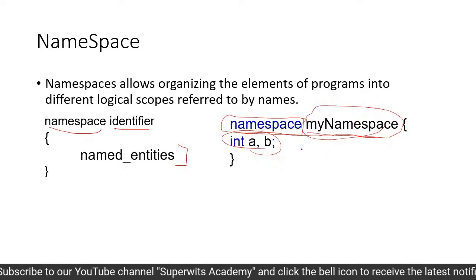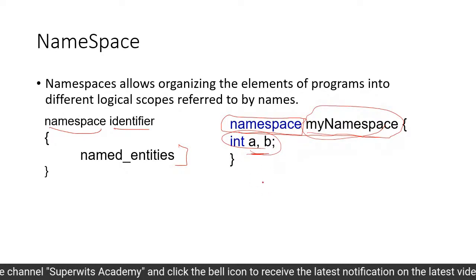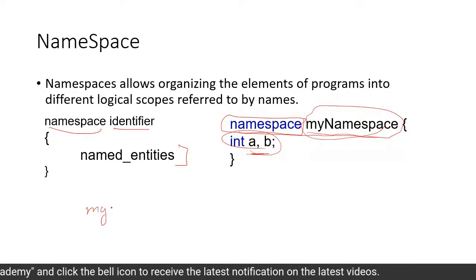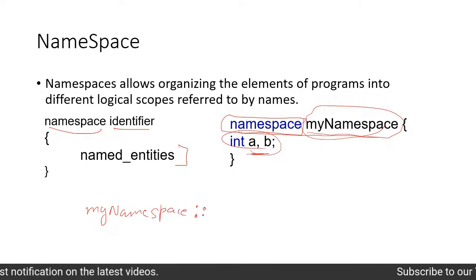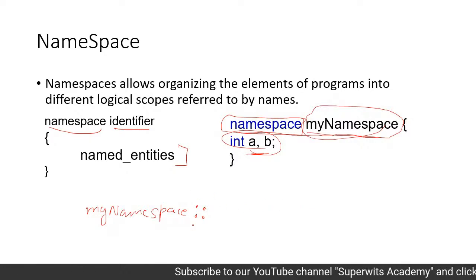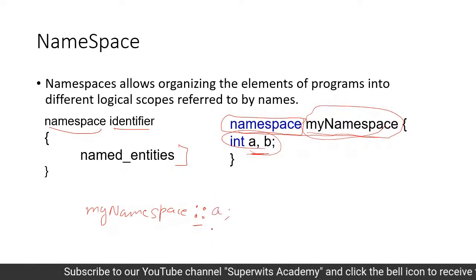So how are you going to utilize these variables now? What you are going to do is write my namespace and then the scope resolution operator. Now you remember what we did in our operators, the scope resolution operator, and then the variable name.